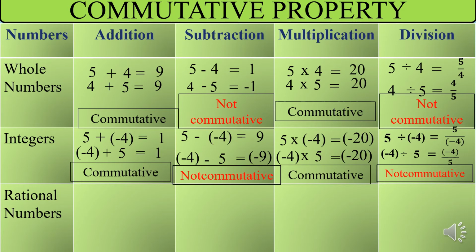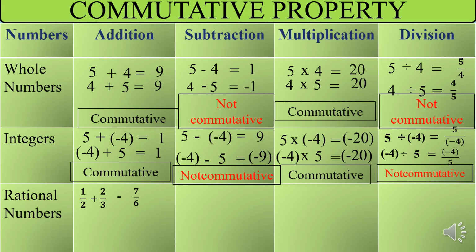Now let's see what happens for rational numbers of addition, subtraction, multiplication and division, whether they are commutative or not. Let us start with the addition. Here 1 upon 2 and 2 upon 3 are two rational numbers. Here 1 upon 2 is at first position and 2 upon 3 is at second position. When we add these two numbers, we get answer 7 upon 6.